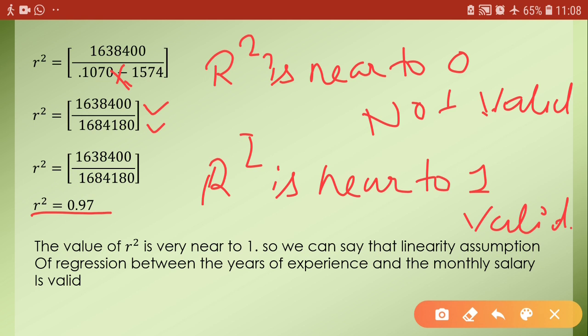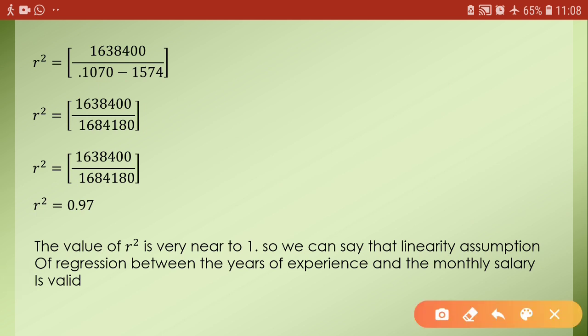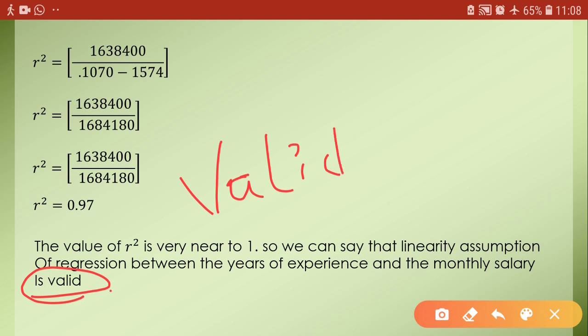So our answer is 0.97. You can see that our answer is very near to 1. So we can say that the linearity assumption of regression between the years of experience and monthly salary is valid. It is valid. Okay.